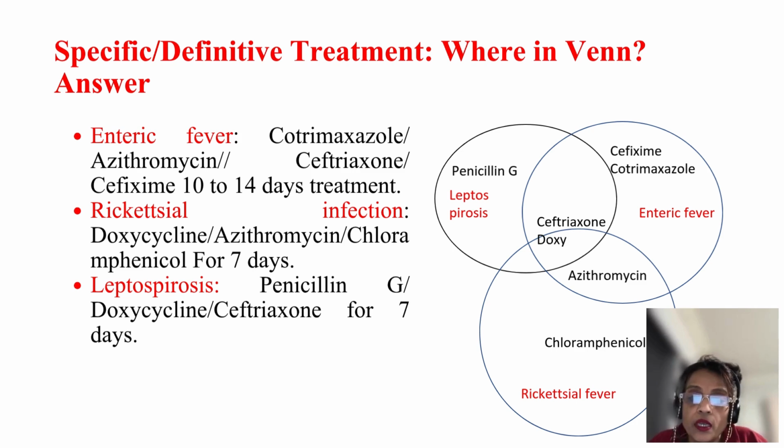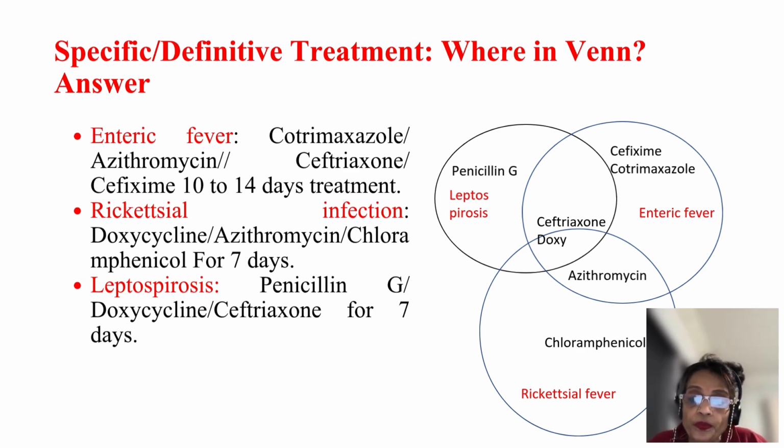Next is ceftriaxone and doxycycline. So ceftriaxone can be used for enteric fever, it can be used for leptospirosis, and doxycycline can be used for leptospirosis, enteric fever and rickettsial fever. That's the reason why ICMR says doxycycline is the first drug of choice for acute undifferentiated fever.